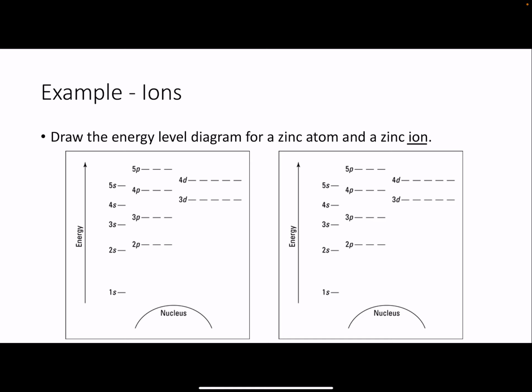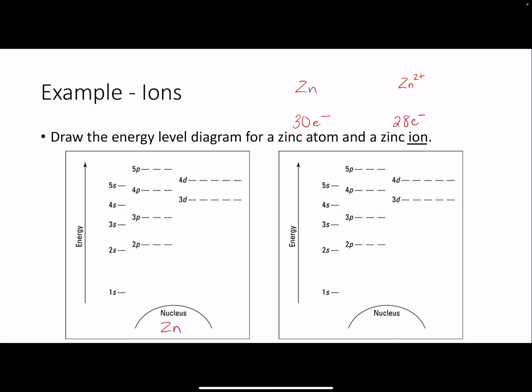Okay. So let's look at the energy level diagrams for ions. Have your periodic table out and look up zinc and how many electrons it has. Okay, hopefully you pause and do that. And when you come back, you'll notice that there are 30 electrons in zinc. The zinc ion, so we have Zn and Zn2+, which means it's lost 2 electrons. So it should only have 28 electrons.